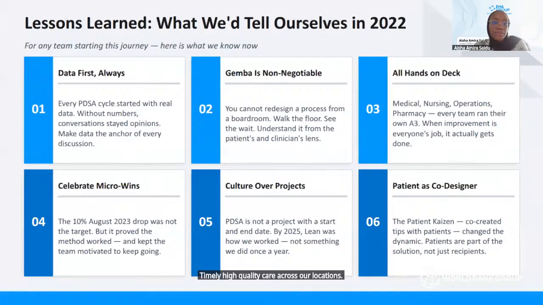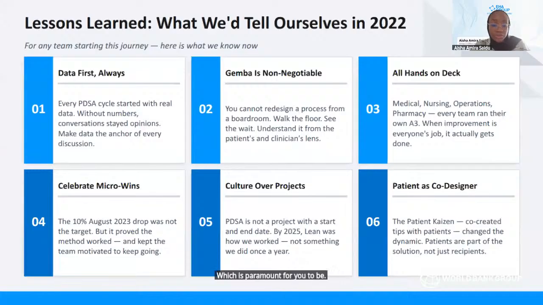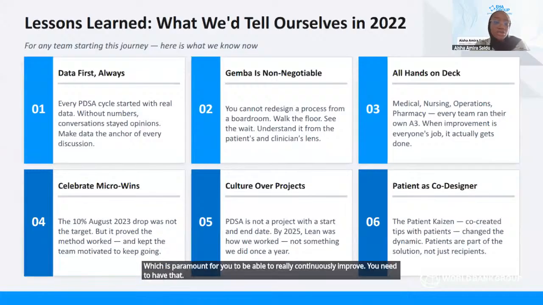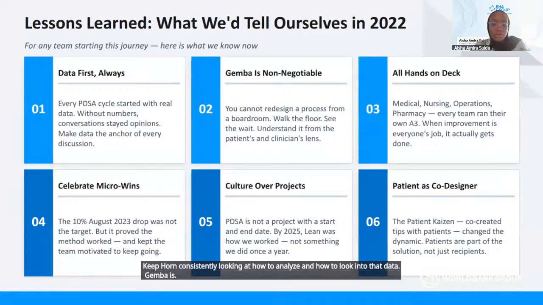So, what we'll tell ourselves in 2022 when we started this is, of course, data is very important, which is paramount for you to be able to really continuously improve. You need to have that data. You need to have your first line data. You need to keep on consistently looking at how to analyze and how to look into that data. Gemba is non negotiable, right? You cannot redesign a process just from a boardroom.